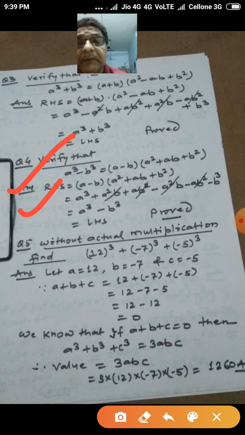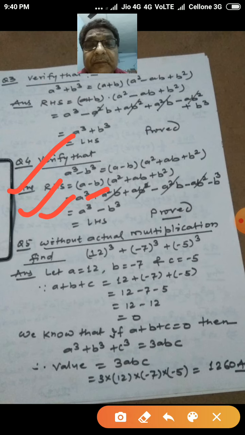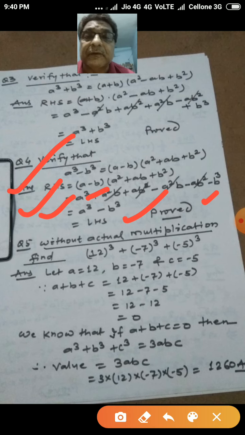So we will multiply these two brackets. First we multiply by a, so it will be a cube plus a square b plus ab square. Then by minus b we multiply, so this gives minus a square b minus ab square minus b cube. Now cancelling the similar terms with opposite signs, only a cube minus b cube remains, which is equal to LHS. So from RHS we got the result of LHS. So it is proved.